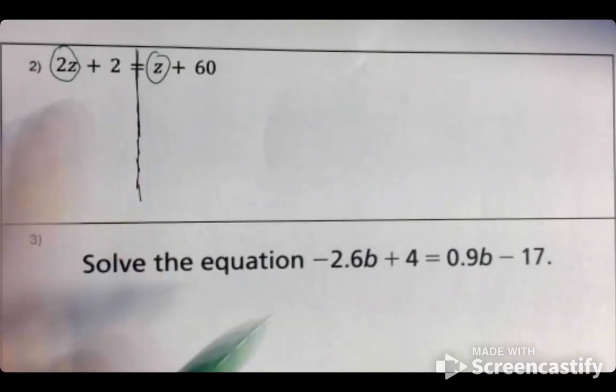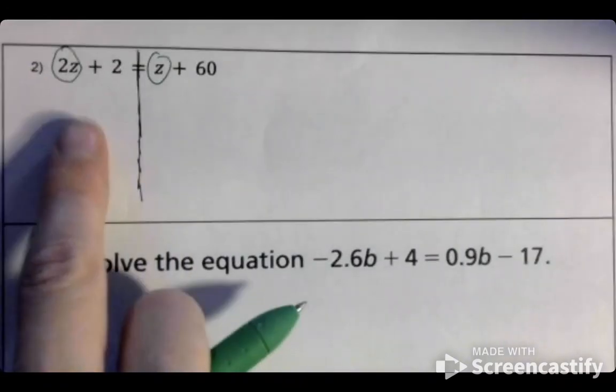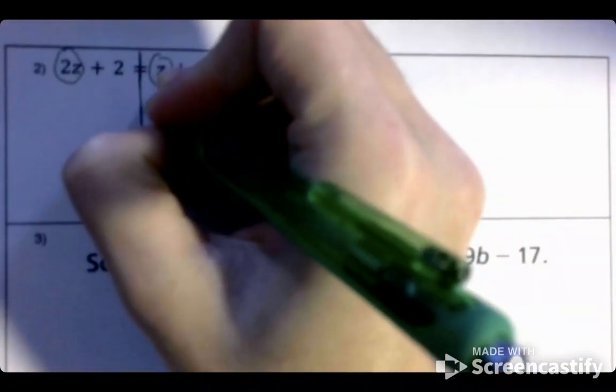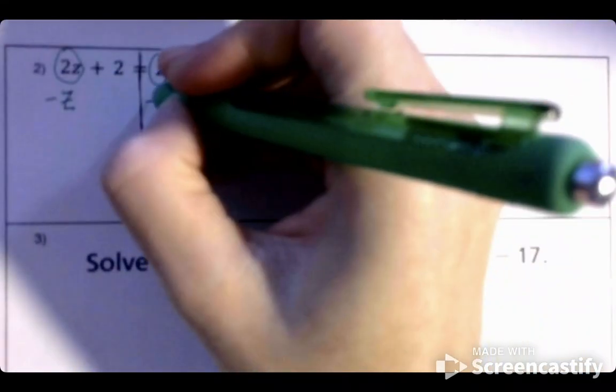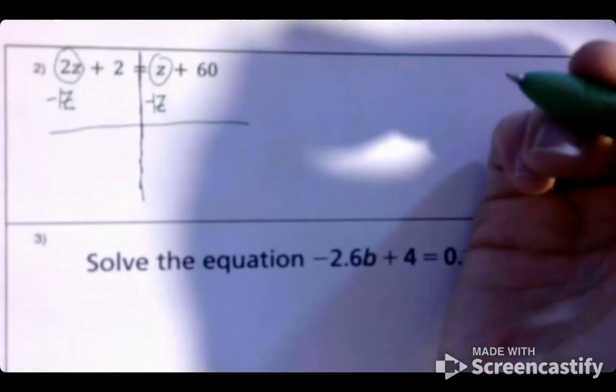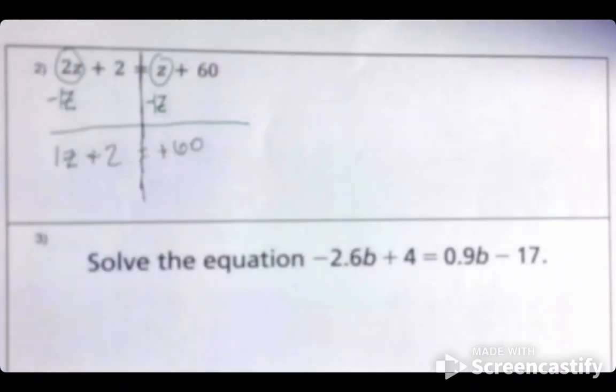Y'all like your x's on this side, your variable on that side, so that's fine. We'll move it to this side. So this is a positive, which means I'm going to subtract it. How many z's is that? It's 1. So I'm taking 2, I'm minusing 1, and what does that give me? 1z. Everything else, that plus 2, that positive 60 is going to stay.